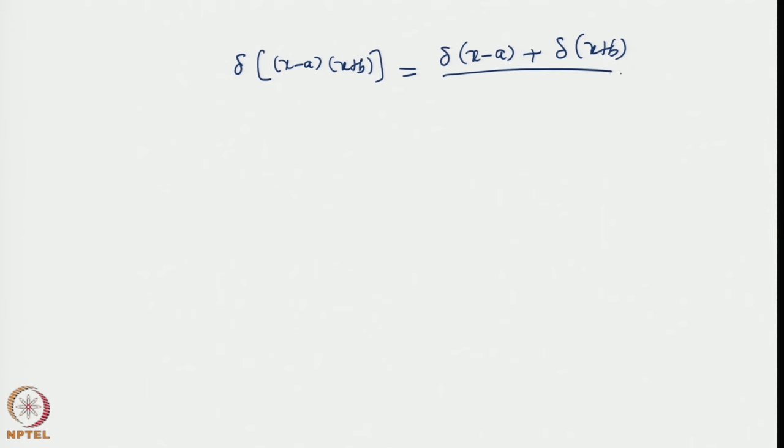And the solution that we are looking at, the delta representation for the function delta of x minus a into x plus b can be written as delta of x minus a plus delta of x plus b divided by modulus of a plus b. So, you have now reduced it to delta functions with respect to the normal coordinates. Thank you.